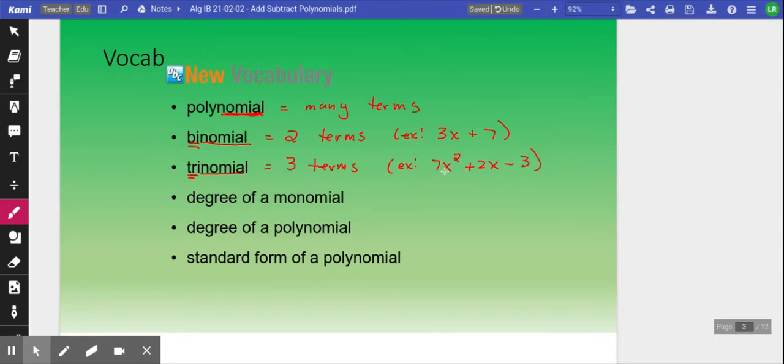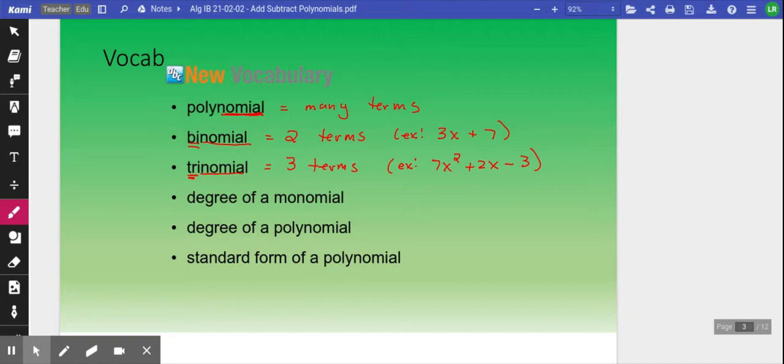One of them is 7x squared. The next term is 2x, and the third term is a negative 3. Now, be careful that we do see that correctly. That is a -3. And that's called a trinomial. So polynomial basically covers binomials, trinomials, and then polynomials with 4 terms, 5 terms, 6 terms, et cetera. Binomial and trinomial are specific.